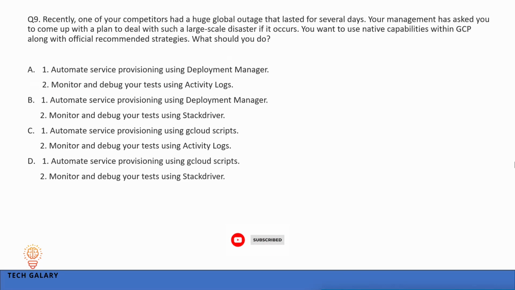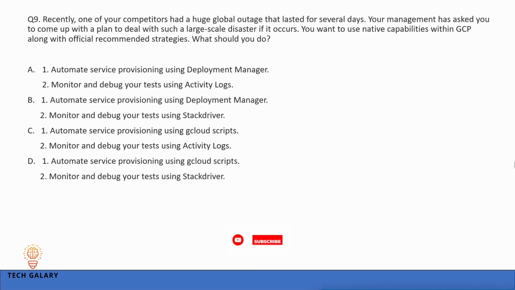Recently, one of your competitors had a huge global outage that lasted for several days. Your management has asked you to come up with a plan to deal with such a large-scale disaster if it occurs. You want to use native capabilities within GCP along with official recommended strategies. What should you do? Option A, automate service provisioning using Deployment Manager. Monitor and debug your test using activity logs.